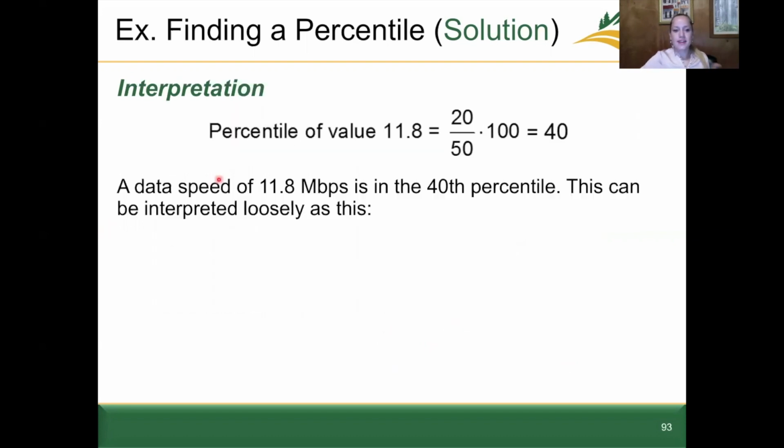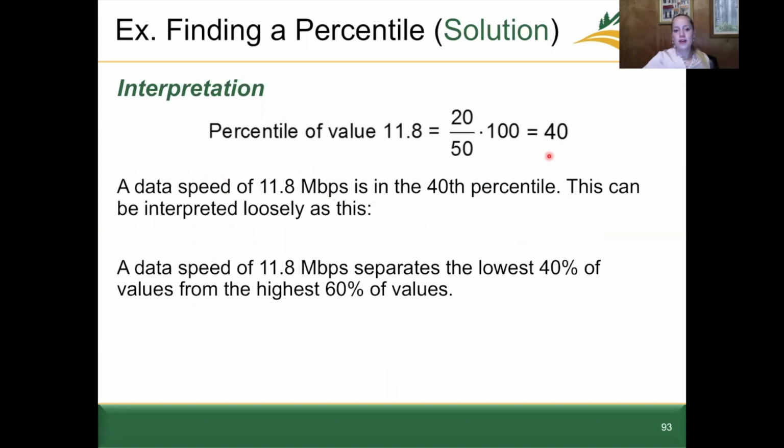Now again, a data speed of 11.8 megabits per second indicates it's in the 40th percentile based on what we just calculated. This can be interpreted loosely as a data speed of 11.8 megabits per second separating the lowest 40% of data values from the highest 60% of data values. In other words, a lower percentile indicates the value is on the lower end of the data values, and higher percentiles mean the data values are higher.